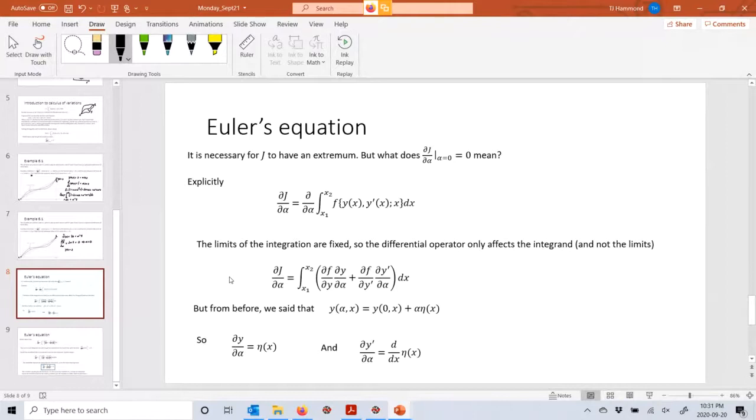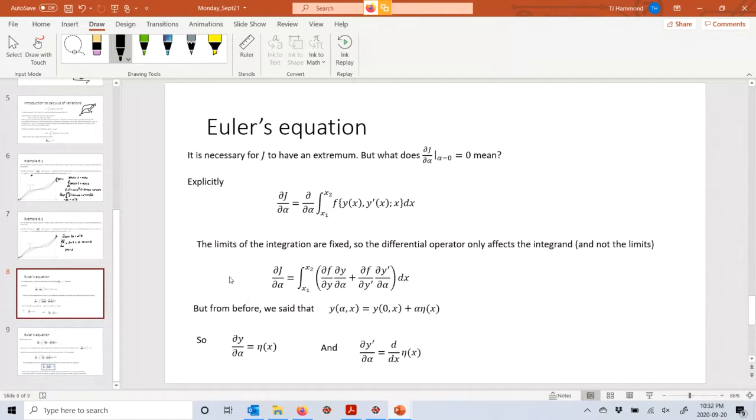But we have this function of y, which is also a function of x. And so we have to take the derivative of f with respect to y, multiplied by the partial derivative of y with respect to alpha, plus we have the derivative of f with respect to y prime times the derivative of y prime with respect to alpha.